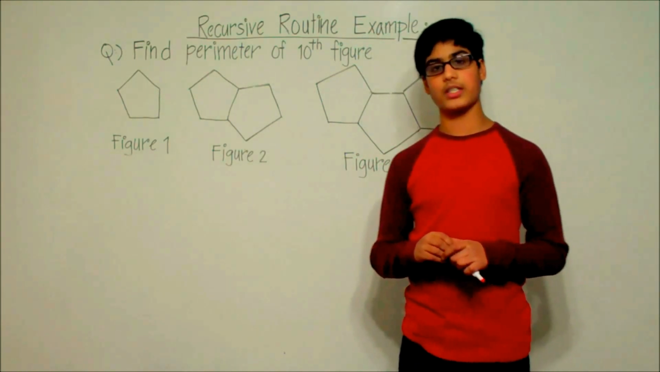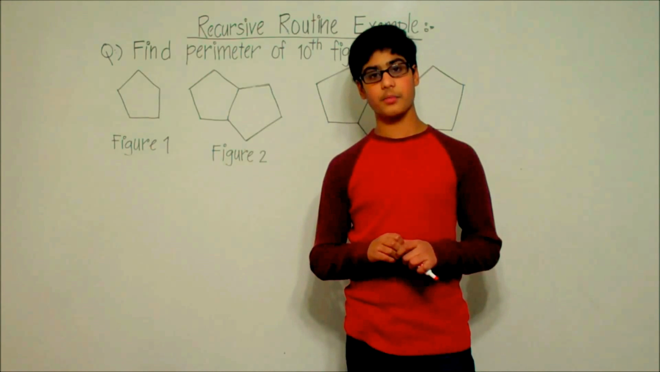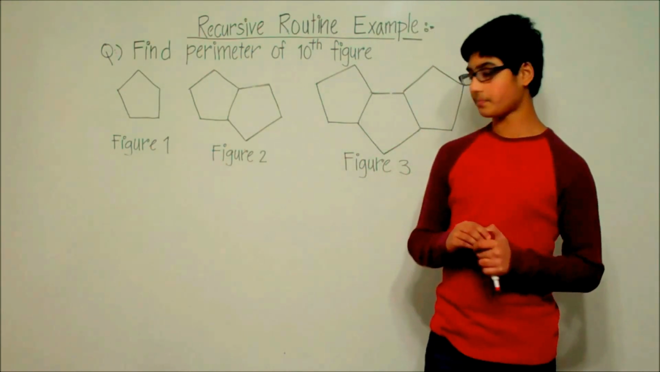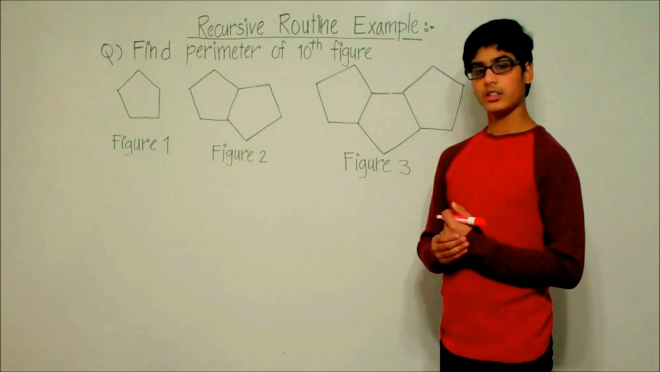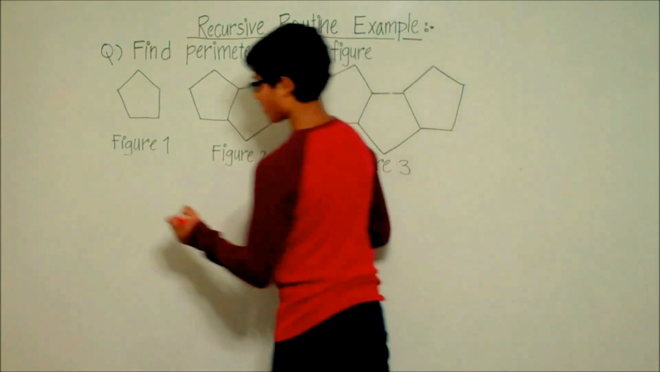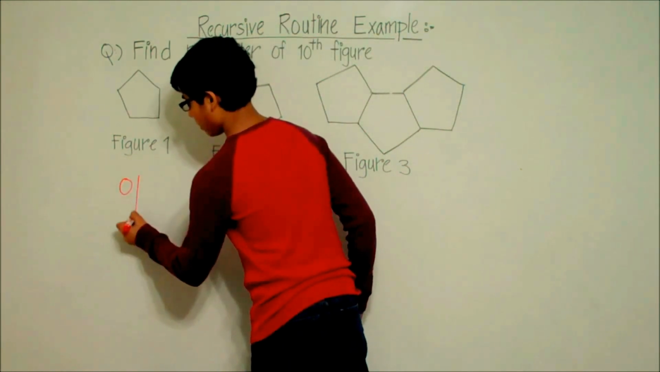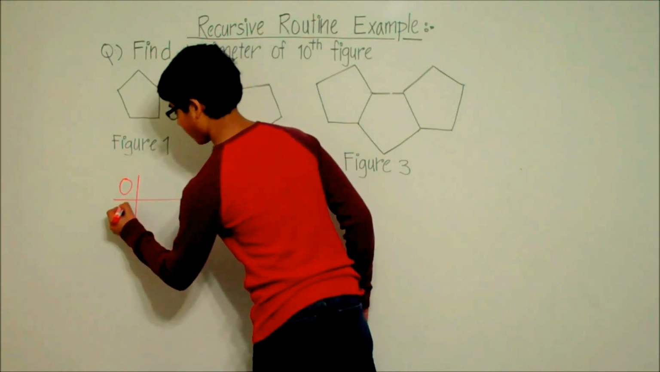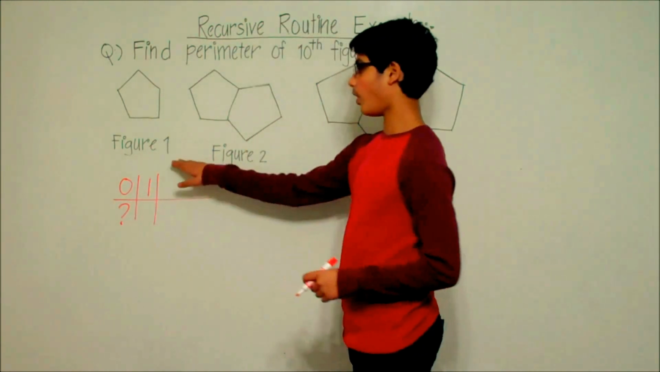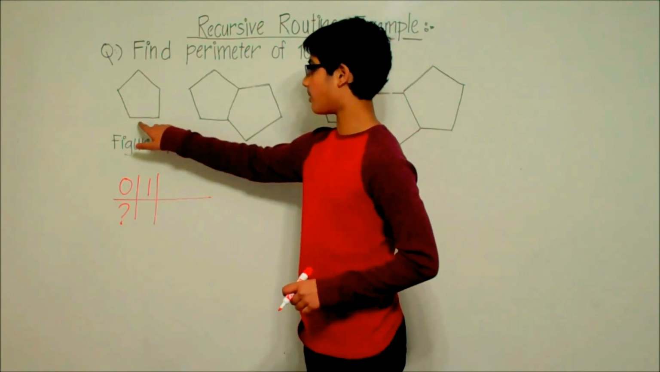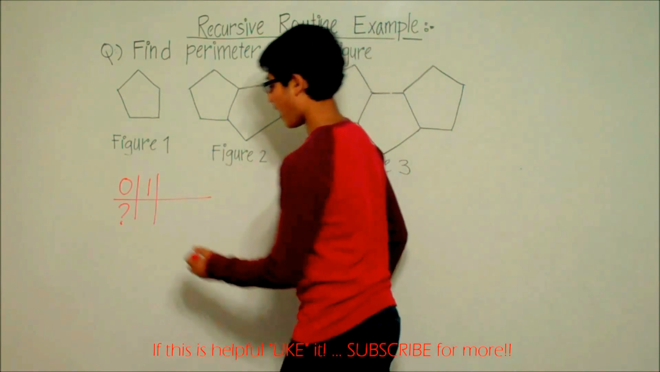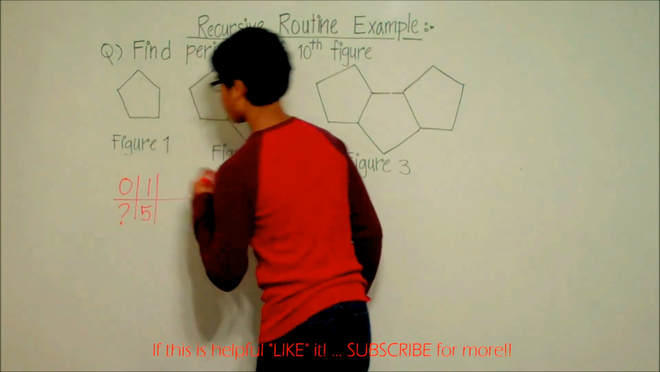A recursive sequence is an ordered list of numbers that has a zero term, or the start term, and a rule. So now let's write the recursive sequence in numbers. The zero term we do not know, so we're going to put a question mark. The first term is figure 1, which has a perimeter of 1, 2, 3, 4, 5 sides.